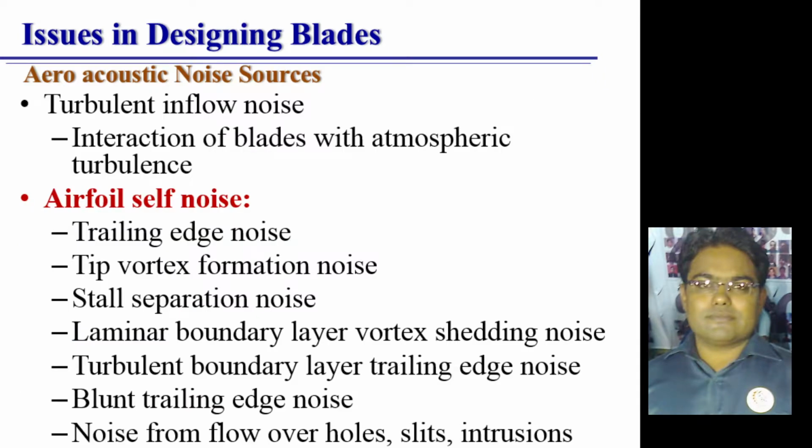So issues in designing grade, first is noise. Noise is a very important criterion that needs to be taken into consideration. So aeroacoustic noise sources, where may they come from? Turbulent inflow noise, like interaction of blades with atmospheric turbulence, or airfoil self noise, right? Trailing edge noise, or tip vortex formation noise, stall separation noise, laminar boundary layer vortex shedding noise, or turbulent boundary layer shedding noise, or blunt trailing edge noise, and noise from flow over holes or slats or inclusions.